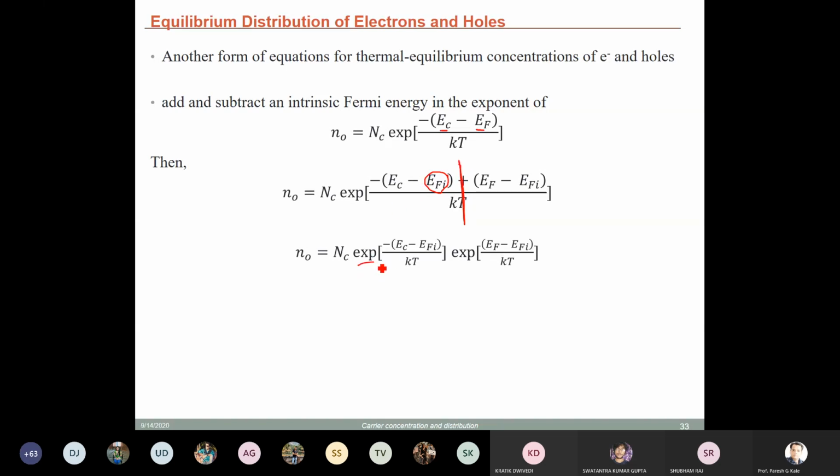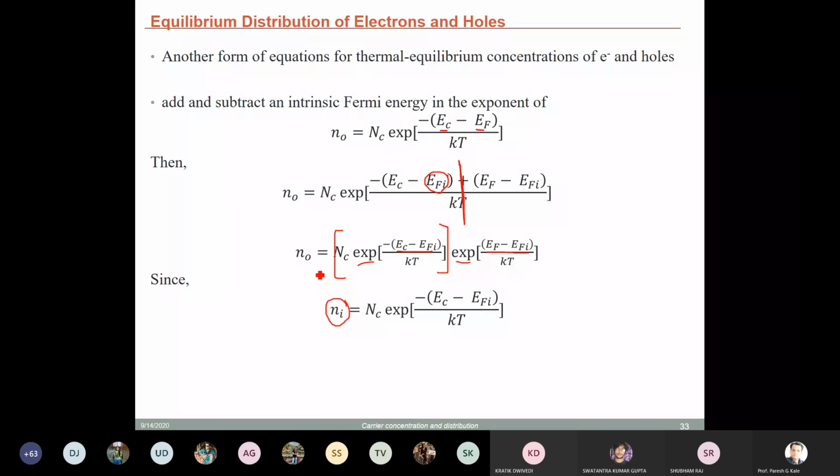You can see two exponential terms here: one is EC minus EFI and one is EF minus EFI. Here, we can substitute this particular term, EC minus EFI, as we know it is the intrinsic concentration, and this one is already the thermal equilibrium. So we can now write N0 in terms of Ni. However, this bracketed term tells us the difference between EF and EFI.